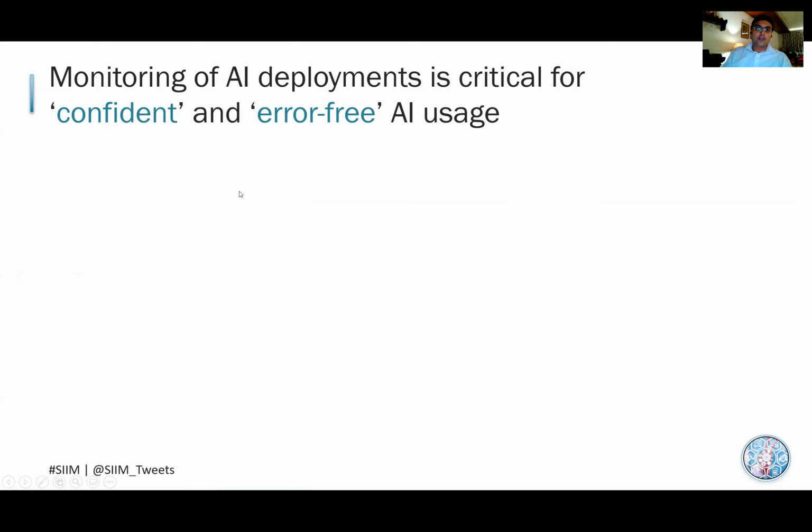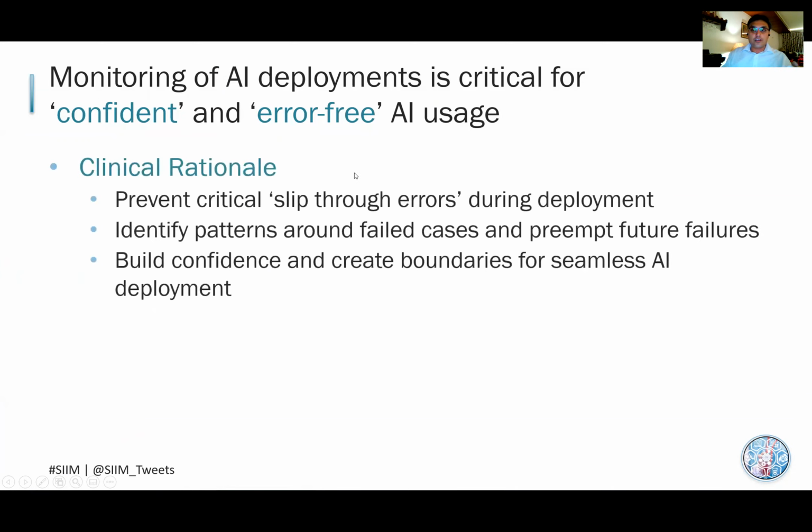Monitoring of AI deployments is critical for confident and error-free AI usage. There are essentially two rationale for why you should monitor. The first is the clinical rationale. You can, by monitoring AI, prevent critical slip-through errors during deployments. The idea here is to catch those blunders that might be made by some deep learning algorithms and intervene before reports actually get issued to patients or before the error can have any kind of bad outcome.